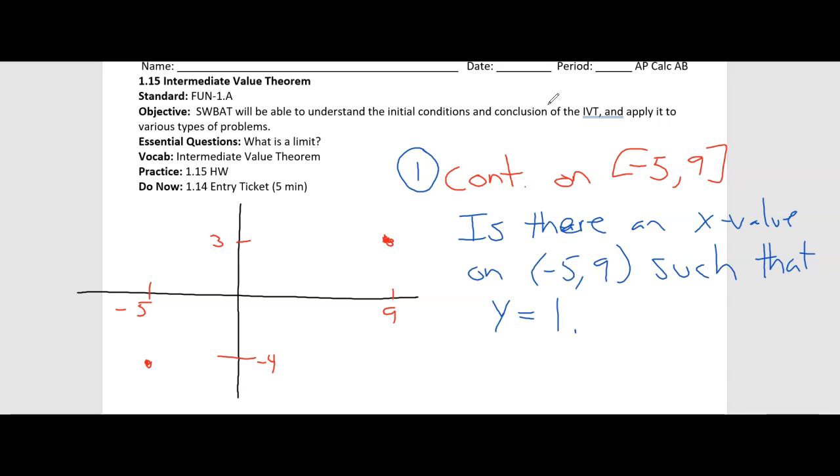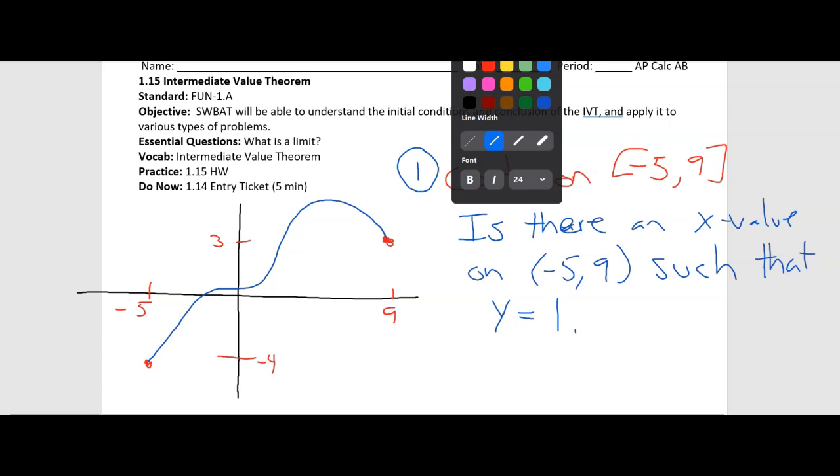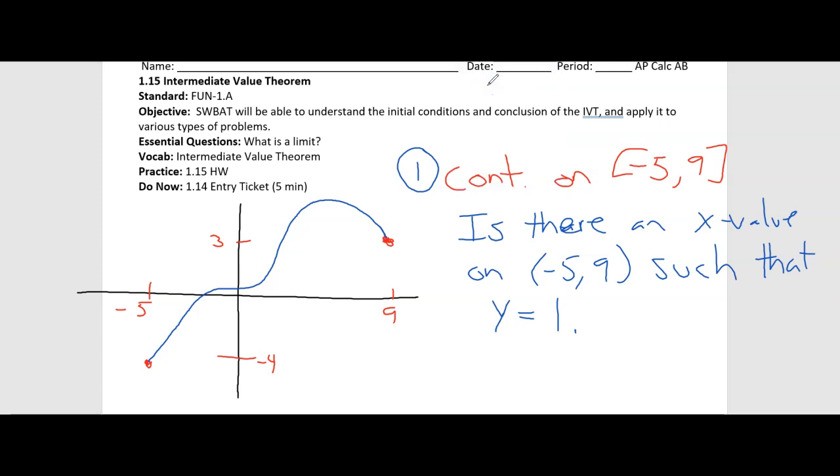So there's an example of a continuous function. Now, is there going to be a point on that function or on that graph where the y value is equal to 1? So the y value is going to be around here somewhere. So does the function ever intersect this horizontal line? And we see that it does. It's going to intersect right here. So there is going to be a point where the y value equals 1.